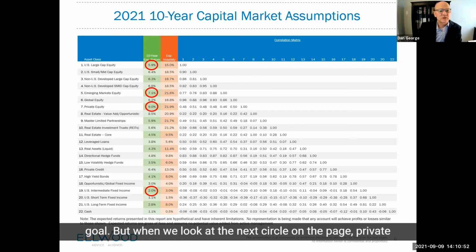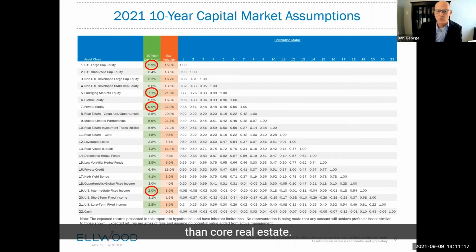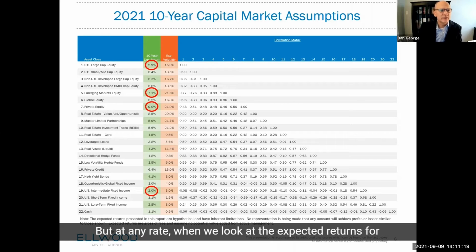But when we look at the next circle on the page, private equity, we see an expected return, actually the highest expected return on the page of 9%. And below that, private real estate. Now, this is more actively managed real estate. Further down the page, you'll see core real estate and other asset classes. But this value add and opportunistic real estate is more actively managed and has a higher expected return than core real estate.